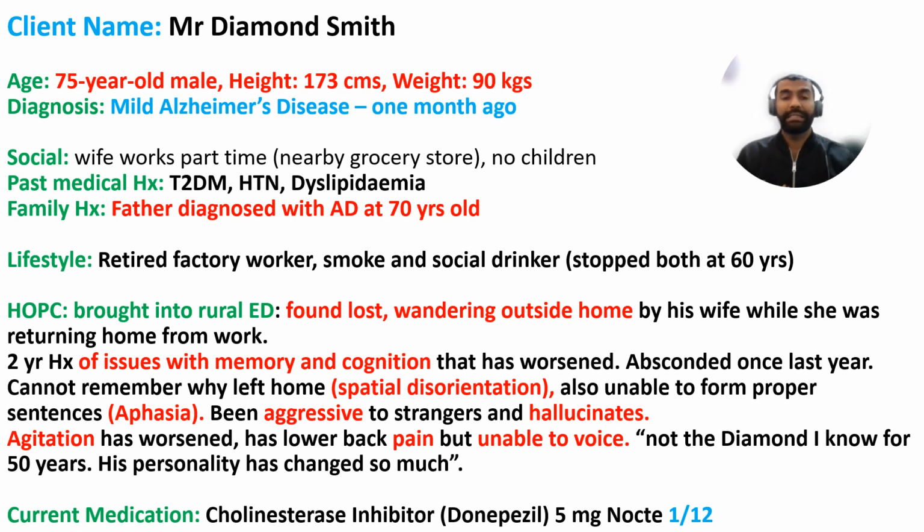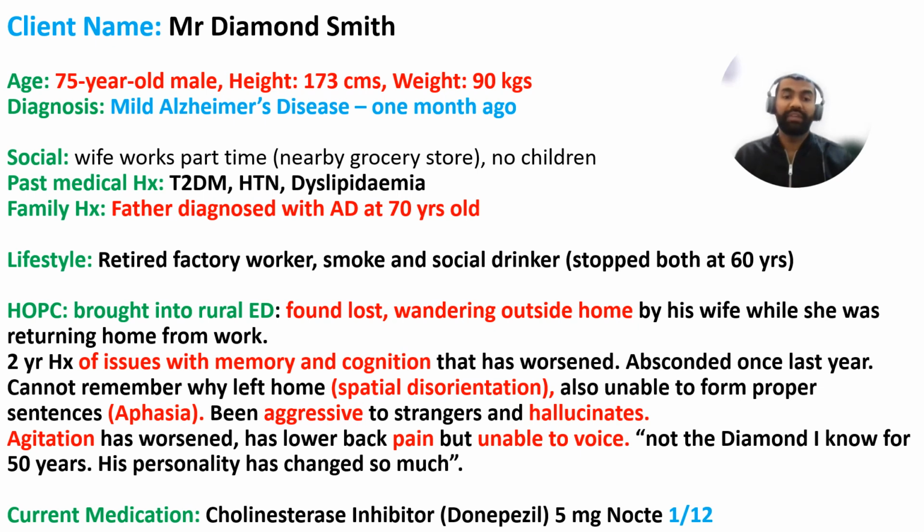He was brought in to the rural area by his wife when she found him lost, wandering outside home while she was returning from work. Now he has been having issues with memory and cognition, which includes spatial disorientation, and has also been finding it difficult to form sentences and speak. He has been aggressive in the past to strangers and has been found to hallucinate.